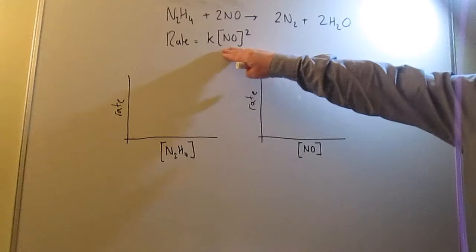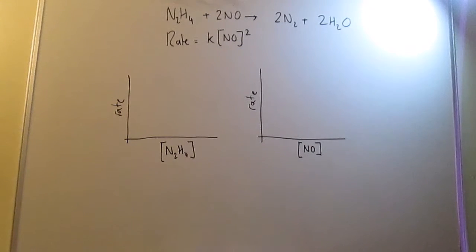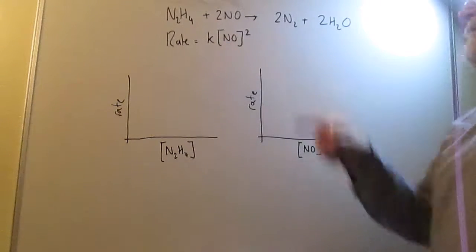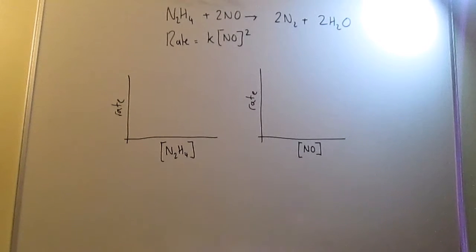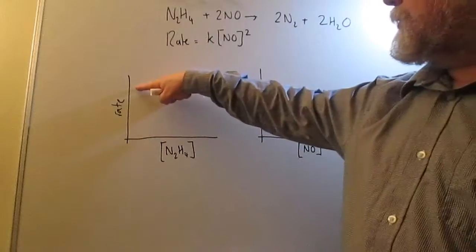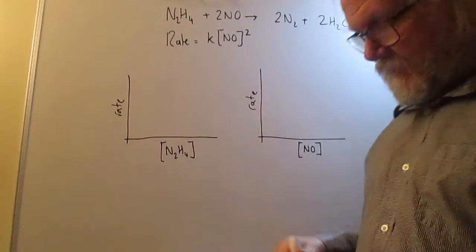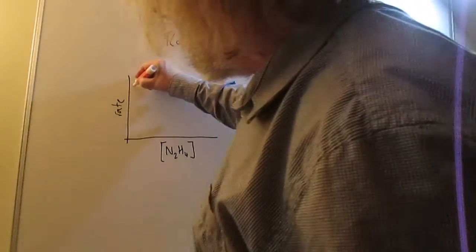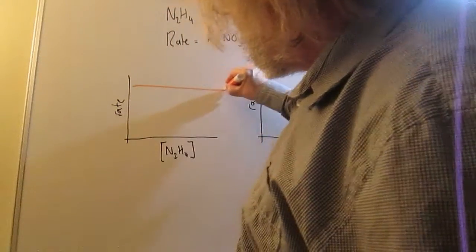So we know that this is the rate equation because that's what we've worked out earlier on, and that says that the rate doesn't depend on N2H4, it's zero order for N2H4. So if the rate doesn't depend on N2H4, it means the rate will always be the same regardless of what we do to N2H4, so we just have to draw a flat line across there.